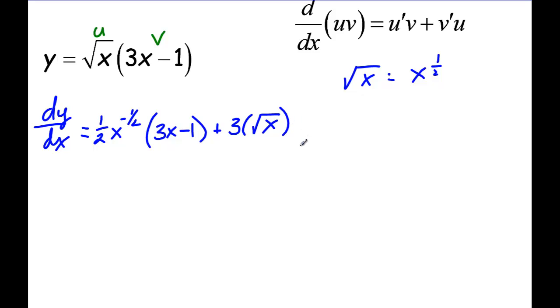Now it could be simplified, and the simplification of this is actually fairly complex, so we're not going to worry about it here. And this would be our derivative. Okay? Very good. Let's do one more example.